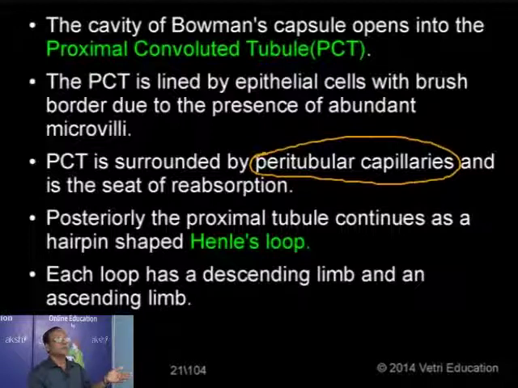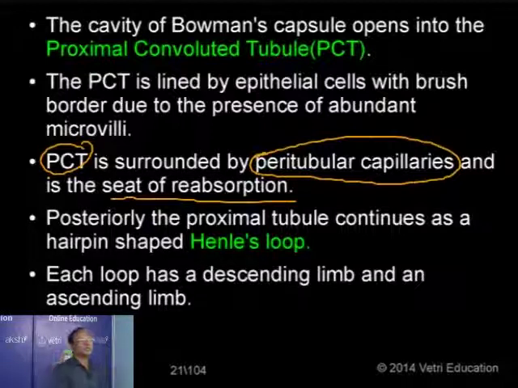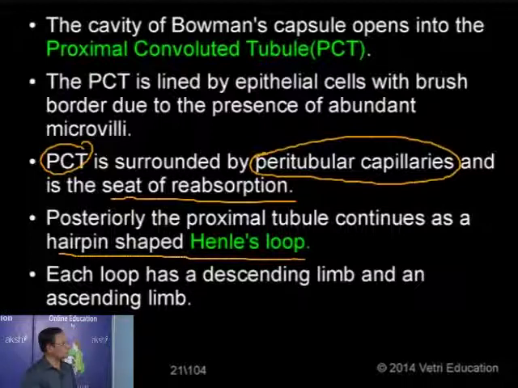Because of these peritubular capillaries helping the PCT in absorption, namely the reabsorption of material, we can say PCT is a seat of reabsorption. The proximal convoluted tubule is a seat of reabsorption, as it is surrounded by a network of capillaries called peritubular capillaries. Posteriorly, the proximal convoluted tubule leads into a loop-like structure proposed by Henle, called Henle's loop. A hairpin-shaped Henle's loop is present just at the posterior end of the proximal convoluted tubule.